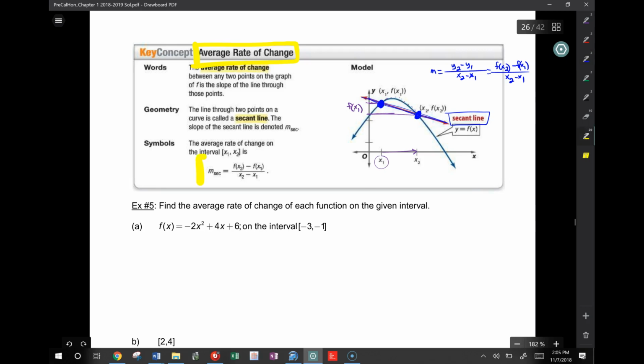So now, this is our rate of change, average rate of change. And look, this is the slope m of the secant line. Okay, slope of the secant line.